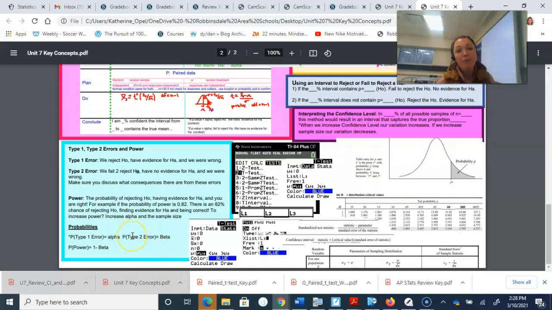The probability of a type 1 error is equal to alpha. That's your significance level. The probability of a type 2 error is equal to beta. And the probability of power is equal to 1 minus beta. Note again that there was an error there; that should be your null hypothesis.